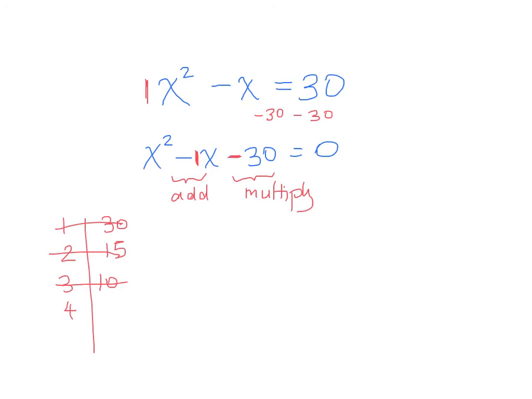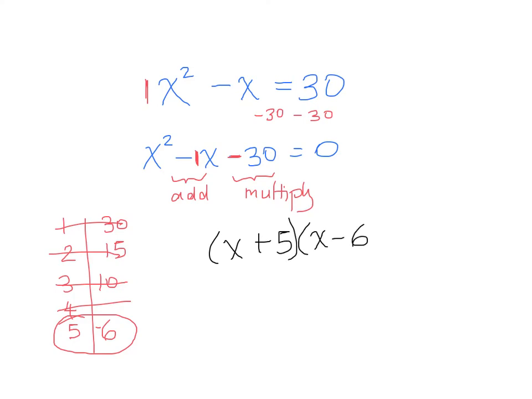4 gives you a decimal if you try to divide into 30. 5 and 6 multiply to get negative 30 if one of them is negative. And if our 6 is negative, when you add it up, you'll get negative 1. So we've found our pair. So now we can factor our equation or expression. X plus 5, x minus 6 will give us 0, which means that x is negative 5 or x is 6.